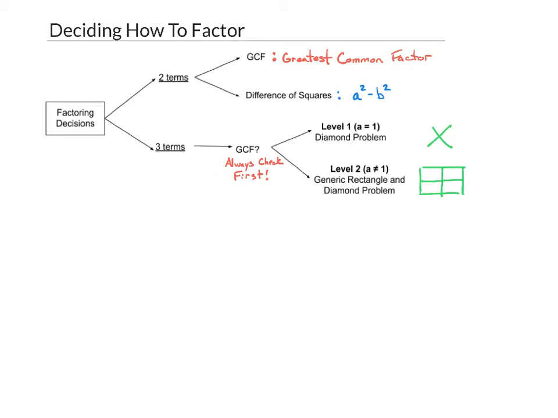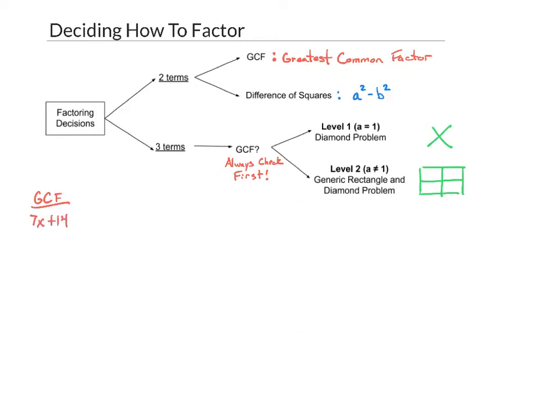When you have two terms, you're either going to look at it as a greatest common factor problem or a difference of squares problem. So remember, greatest common factor is something that goes into every single term that you see, and a difference of squares problem is if you have two terms that are being squared and there's a difference in between them. So let's start by taking a look at the greatest common factor.